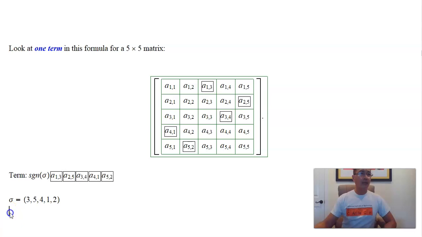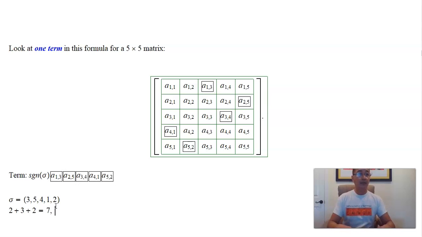Okay? So now, let's count the inversions in that permutation. Okay? So before we list them out, let's just count them in an organized way. 3 is bigger than 1 and 2. So we have 2 inversions produced by 3. 5 is bigger than 4, 1, and 2. So we have 3 inversions in 5. 4 is bigger than 1 and 2. So we have 2. 1 is not bigger than 2. The last entry never contributes. So we have a total of 7.